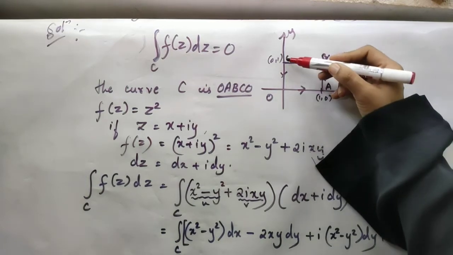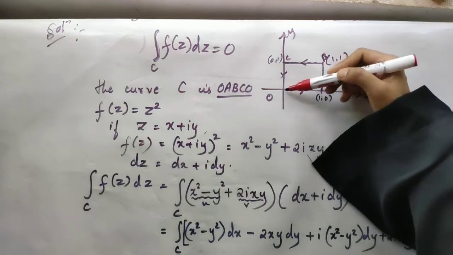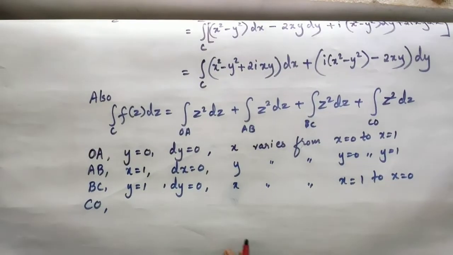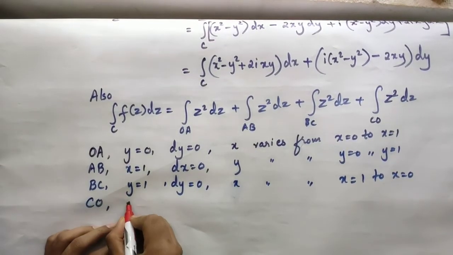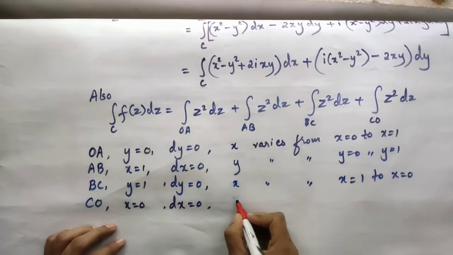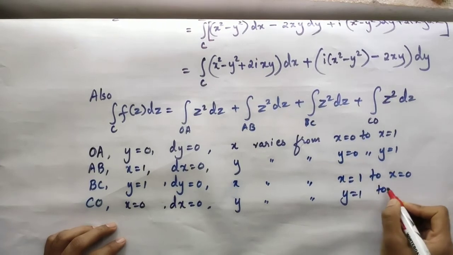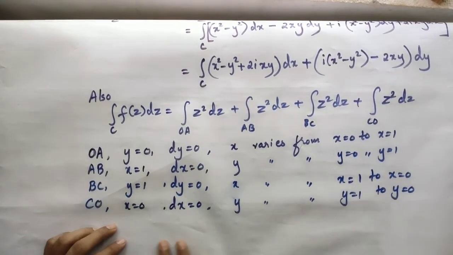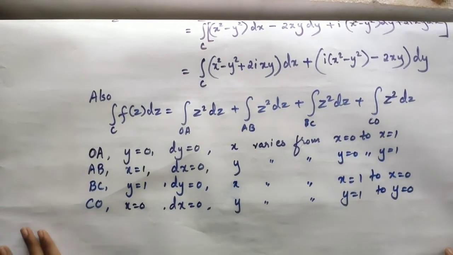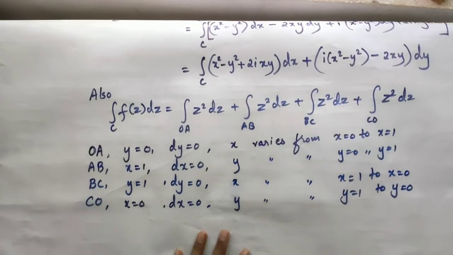But as you move along from C to O, y is taking value 0 at the origin. So therefore y is varying from 1 to 0. So write the same thing. So x is 0 along CO, so therefore dx will also be 0. And y varies from y is equal to 1 to y is equal to 0. Hence, we have written all the required variations for each of these, and yes, we will directly substitute now, okay?